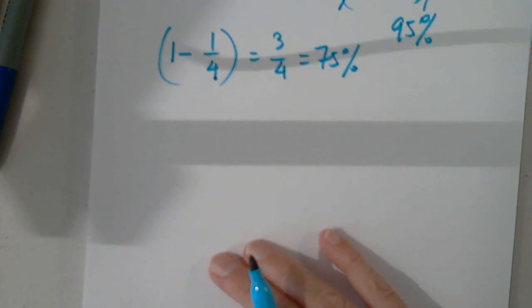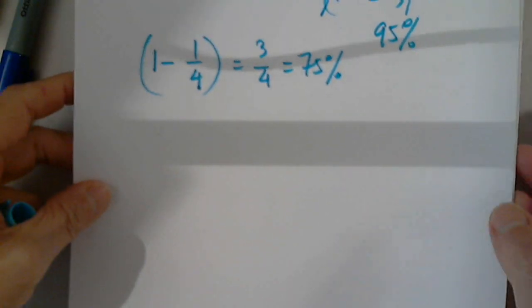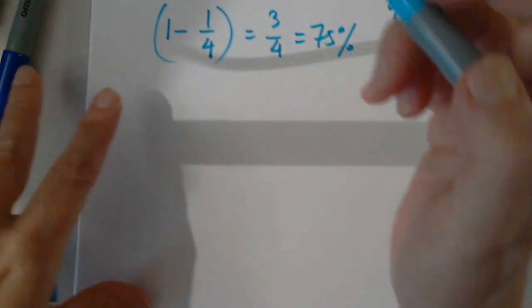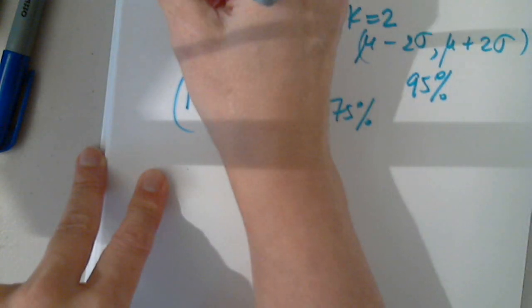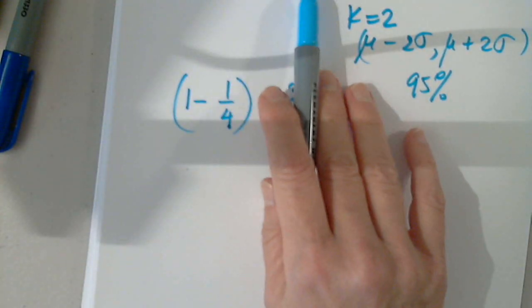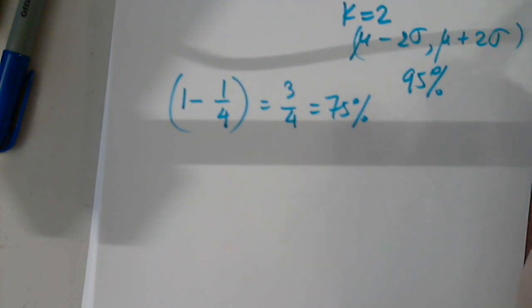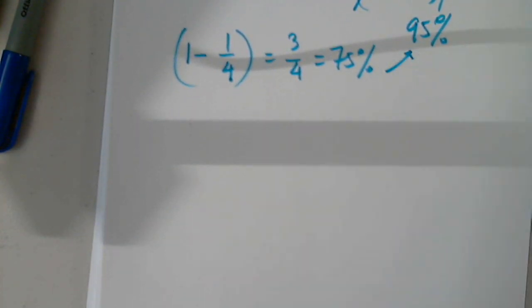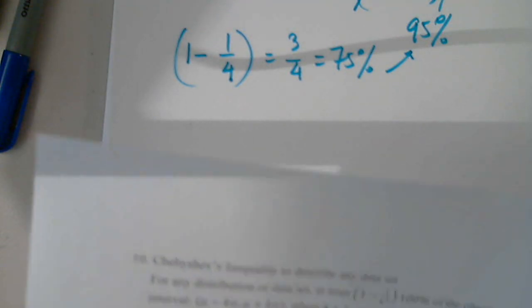Okay? So we know that it's even more than that, because the inequality says at least this number of observations will be between these two. And it's even more than that. It's 95. Okay, so this is basically the end of the last lecture.